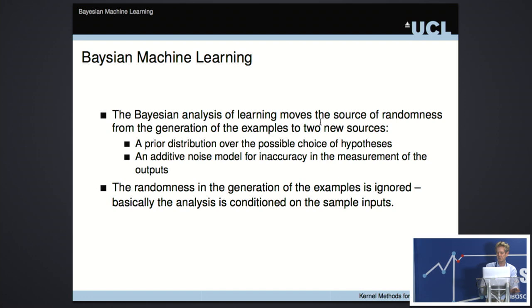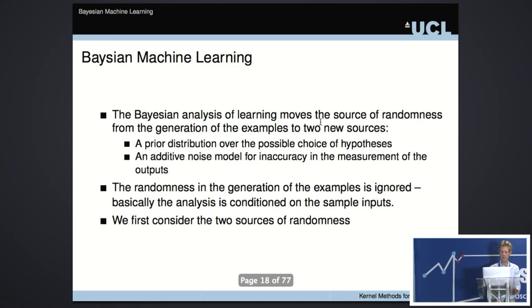So the randomness in the generation of the examples is ignored. We don't take into account some distribution generating the inputs, but simply a distribution over the hypotheses plus the likelihood model of the actual observation given a function. So let's firstly consider these two sources of randomness in a little bit more detail.